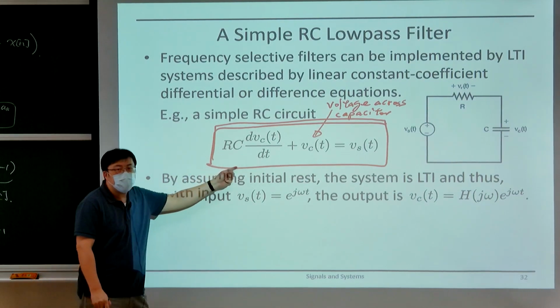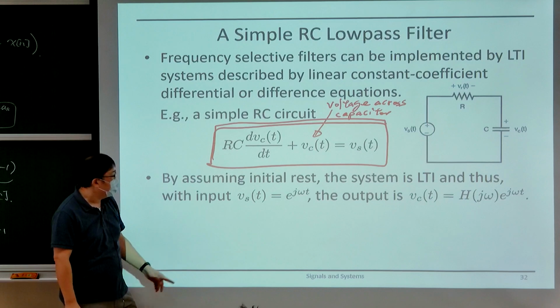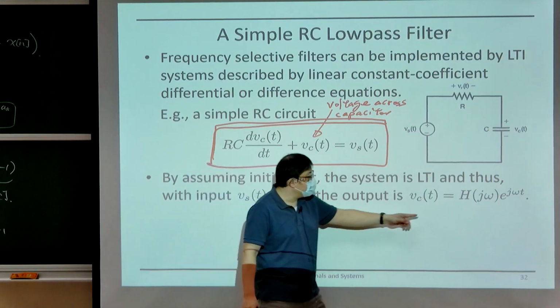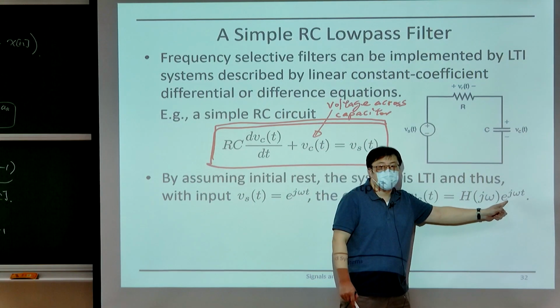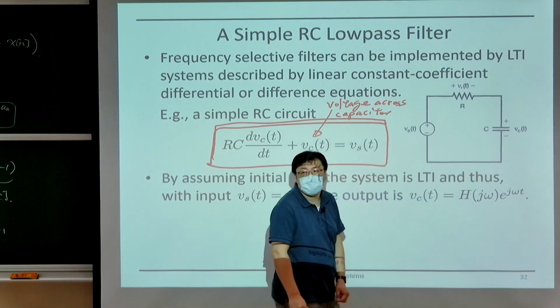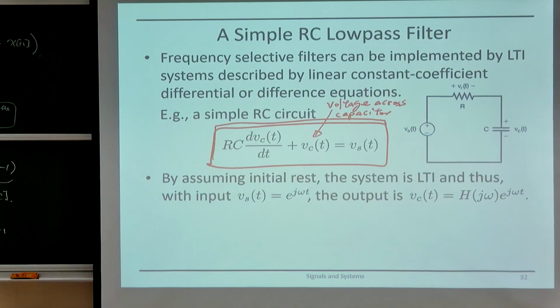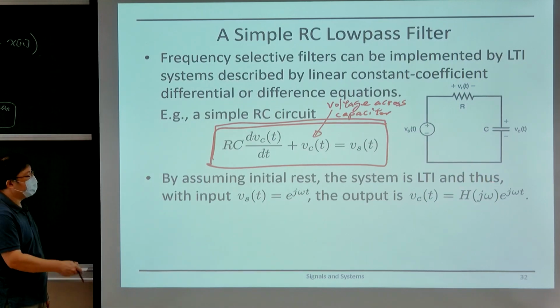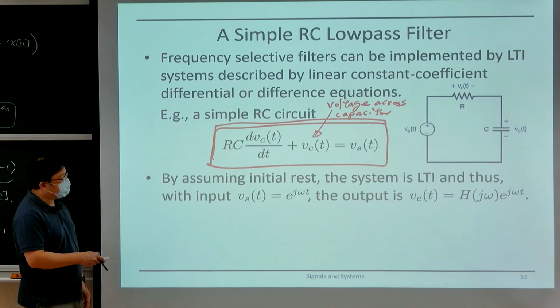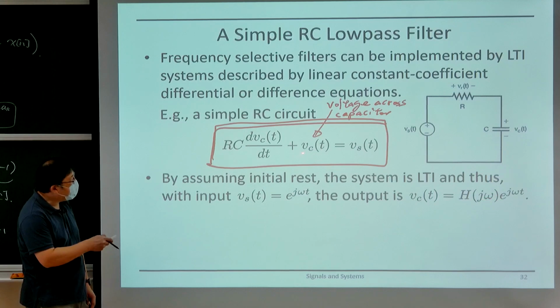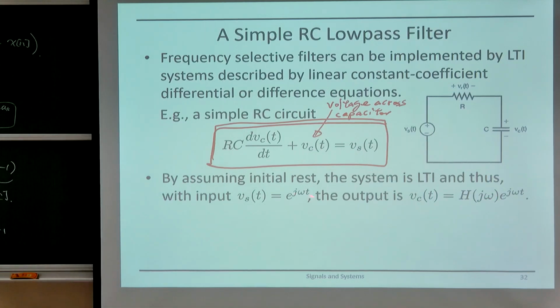If it is linear and time invariant, this means that if we plug in a complex exponential at the input, then the output must be the same complex exponential scaled by this frequency response h of j omega. At this point, we haven't yet derived what this frequency response is, but we know that this must be true. So we can go on and plug both of these back into the equation above.